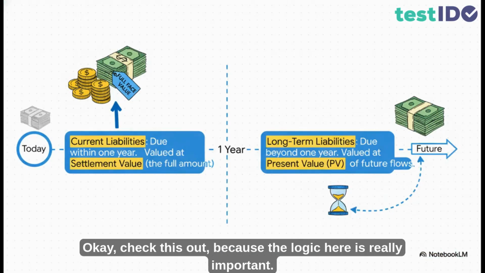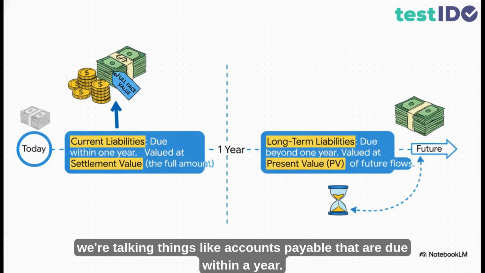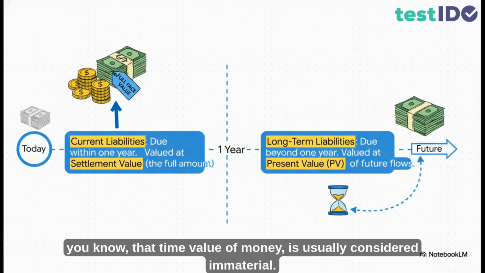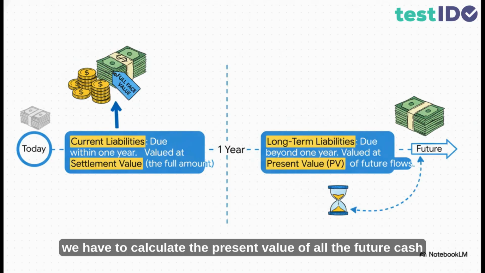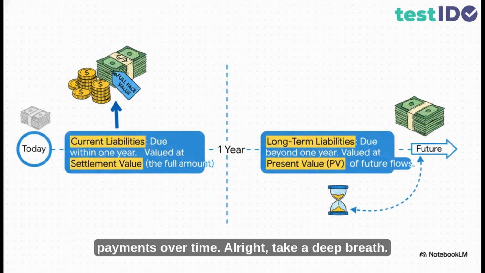Okay, check this out, because the logic here is really important. For current liabilities, we're talking things like accounts payable that are due within a year. The time frame is so short that the effect of interest, that time value of money, is usually considered immaterial. It's just not worth the complicated math. So we simply value them at their settlement value, the full amount we expect to pay. But for long-term liabilities, time matters a whole lot. For these, we have to calculate the present value of all the future cash flows, which takes into account both the principal and all the interest payments over time.